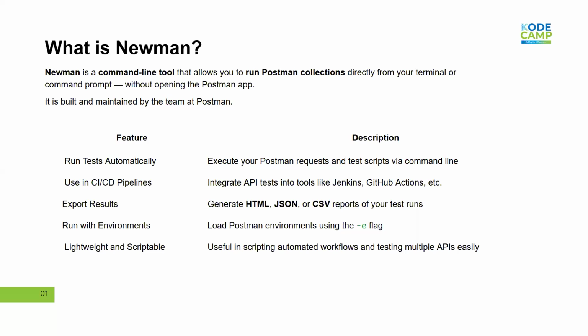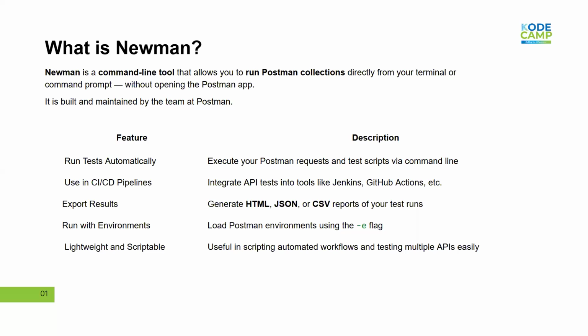So thank you. As I was saying, we have the features, and what are the features? It will help you to run your tests automatically. If you want to use a CI/CD pipeline, if you want to integrate your tests to Jenkins, GitHub Actions and all, it will help you to do that also. It will help you to export your results, as I've said earlier, your test report. That's the functionality of Newman. It will help you to export your results either in HTML, in JSON, or in CSV format, depending on the command you give it.